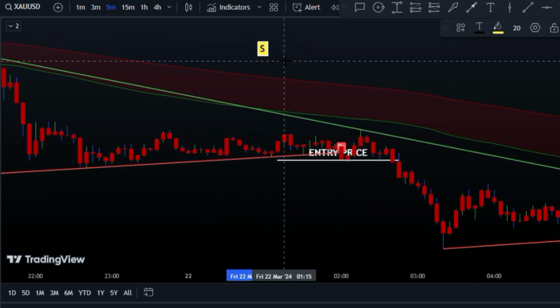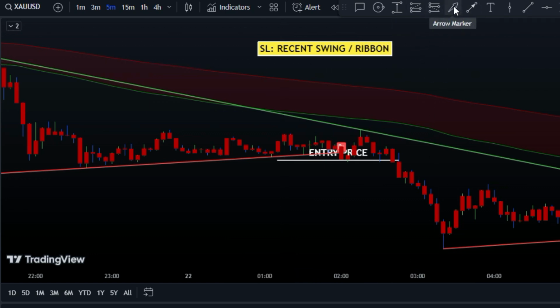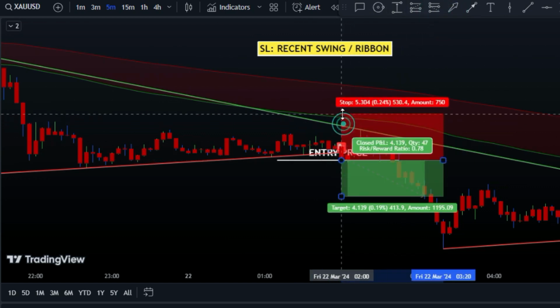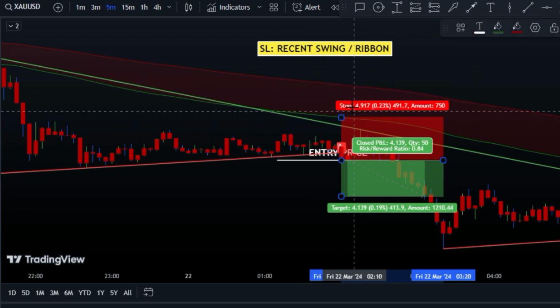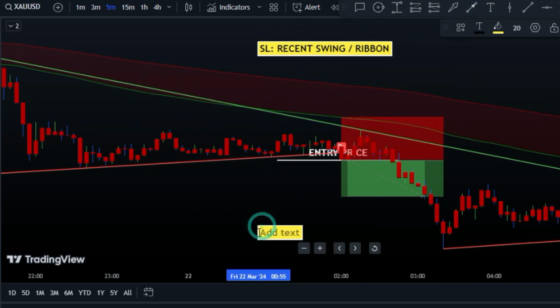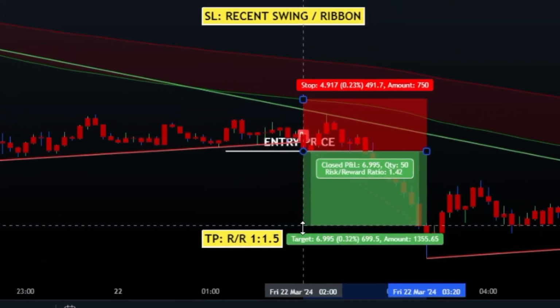But wait, don't forget to set a stop loss for the trade. Just in case, place it right above the recent price swing high or above the ribbon border. And to lock in profits, aim for a risk-reward ratio of 1 to 1.5. That means your potential profits should be 1.5 times greater than your risk.